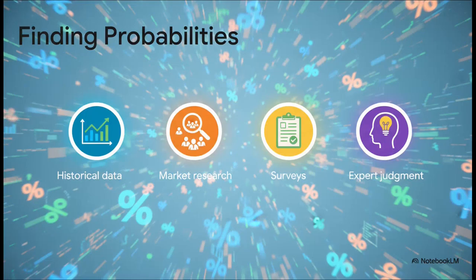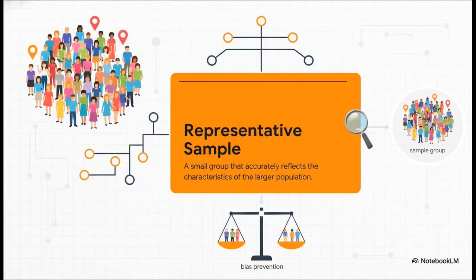You gather clues from everywhere you can, looking at historical data from similar projects, doing solid market research, talking to experts. But one of your most powerful tools is running a survey. And to get data you can trust, you have to survey what's called a representative sample. So, what is a representative sample? It's basically a mini version of the entire group of people you're interested in.